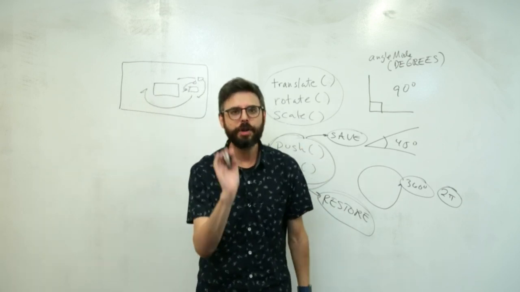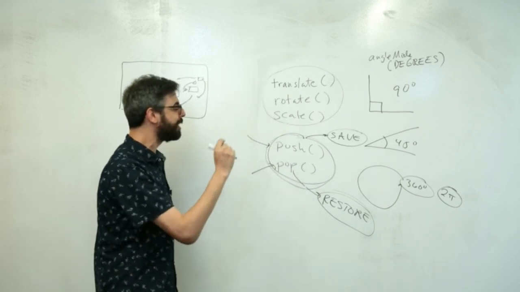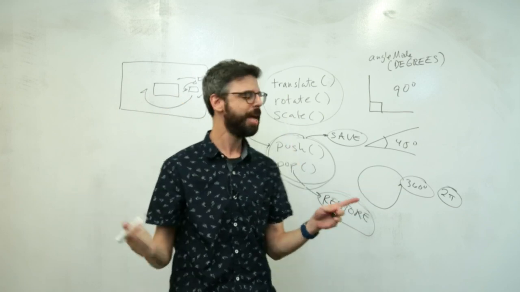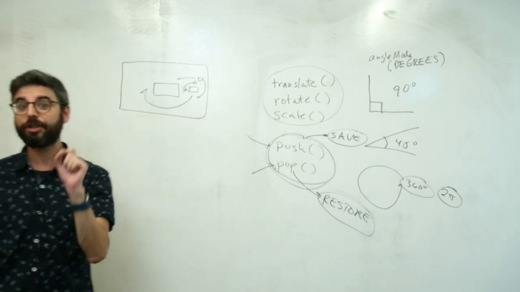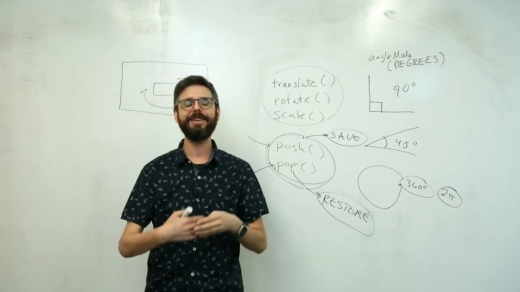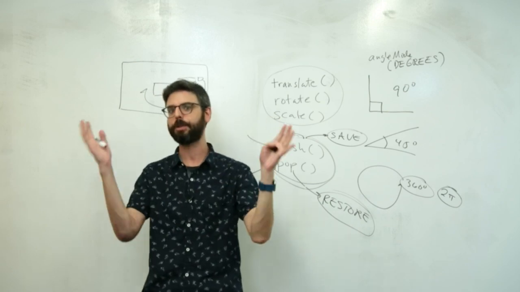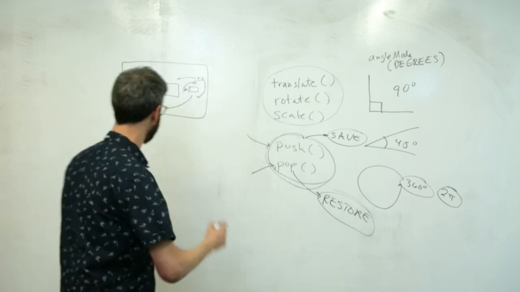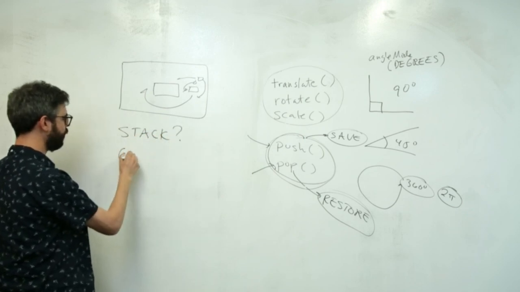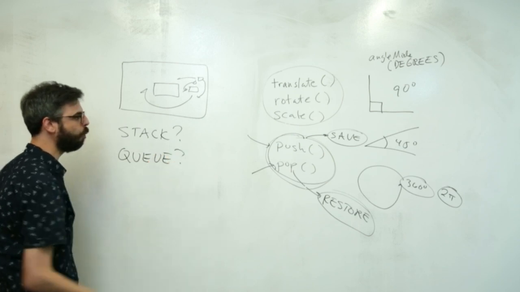But the question arises, which is, when I save a bunch of times and I restore, which thing that I saved do I restore? And a way that you can determine the answer to this question is the way that I'm saving the sequence in something called a stack or a queue or perhaps some other algorithm. So there's something called a stack, and there's something called a queue. I don't know if I spelled that wrong. A queue. What are these things?